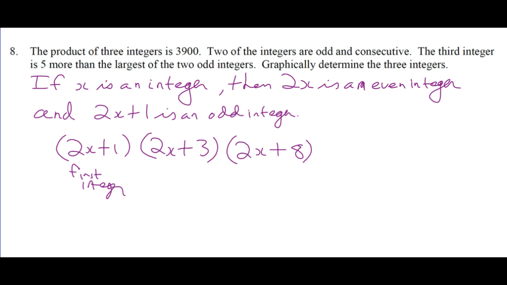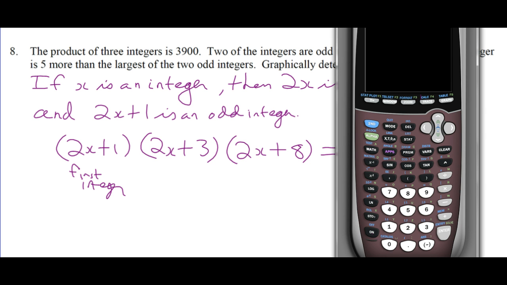Graphically determine. Oh, life is easy. We just get to graph this, right? Graphically determine. Okay, so what are we trying to solve then? Well, what's the product? It's equal to 3,900. Okay, so to graphically determine, I can graph the left side as y1, the right side as y2, and find the intersections. I could just graph 2x plus 1 times 2x plus 3 times 2x plus 8 minus 3,900 and look for the zeros. Okay, got a choice? What do you want to do?